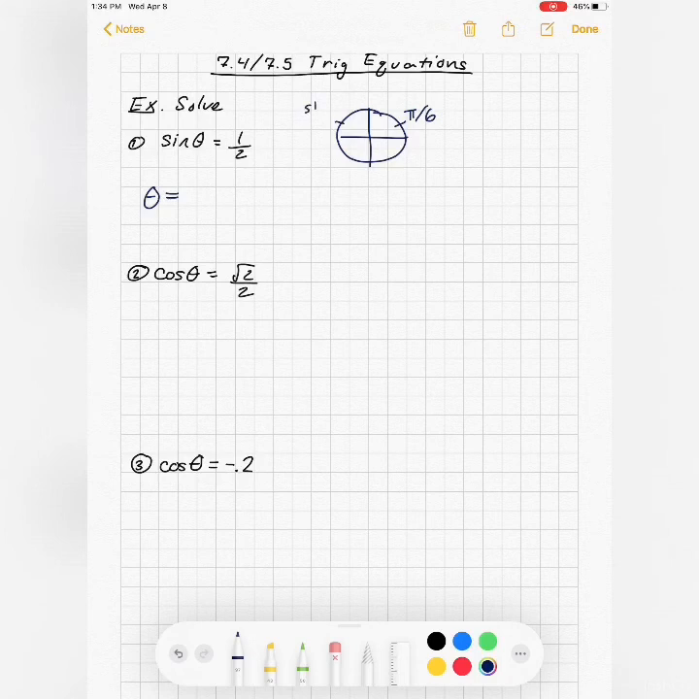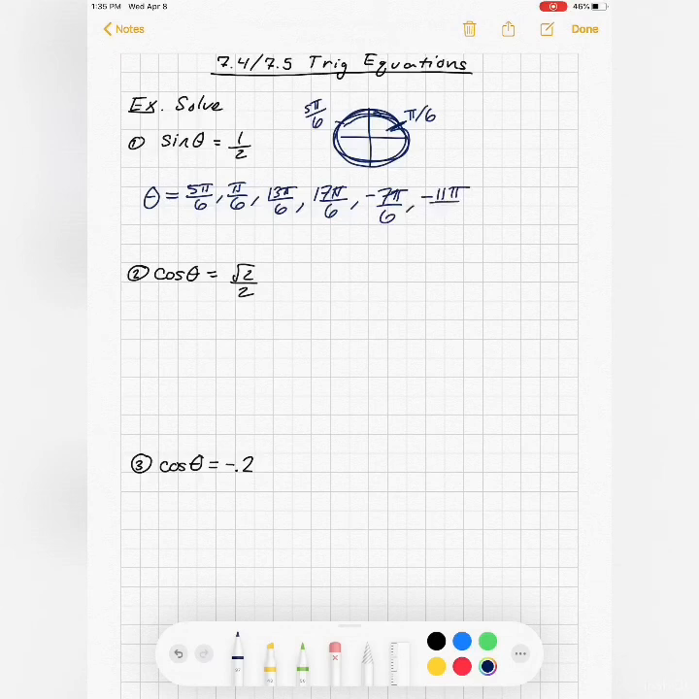So that'd be pi/6 and 5 pi/6. But actually, I guess I could keep on going around the circle, right? So 13 pi/6. Would that one be 17 pi/6? I could even come up with some negative values, right? I actually could come up with infinitely many solutions depending on how many times I go around the circle and in which direction.